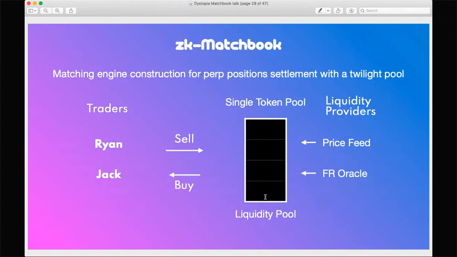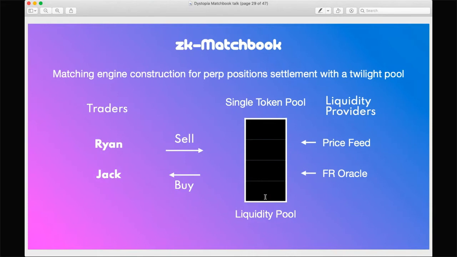So when we looked at our design, we said we need to integrate this idea of a Twilight Pool into this DeFi ecosystem. And the way we think about it is that we can create a liquidity pool that's going to have a single token. So no two tokens and no constant function market makers. And because there's only a single token, we need to feed it with a price. And to make it more public, we want to have a funding rate that's coming through an oracle. So that's the liquidity side.